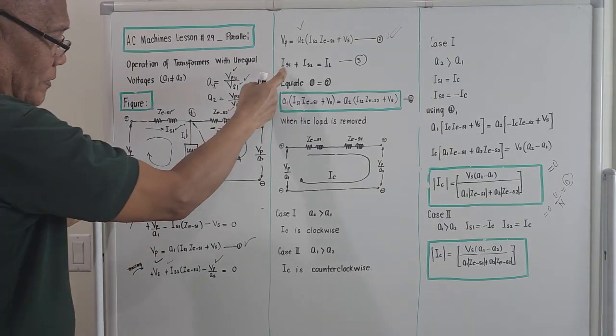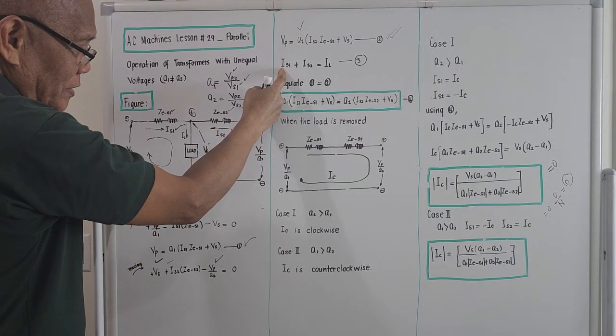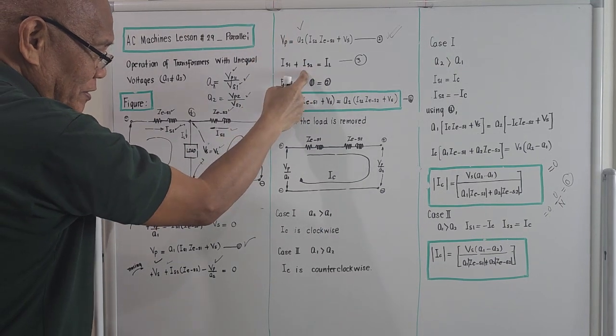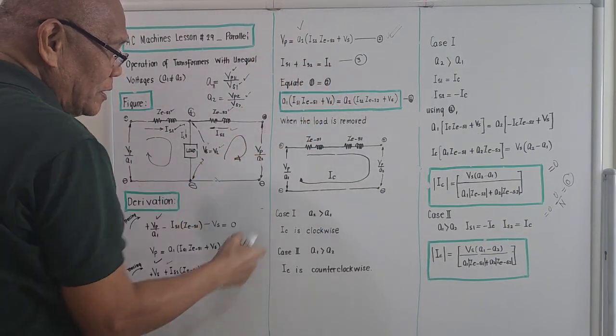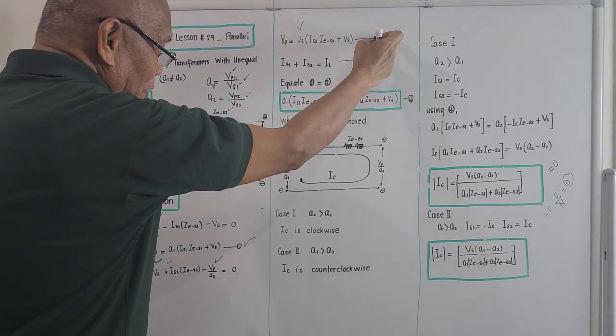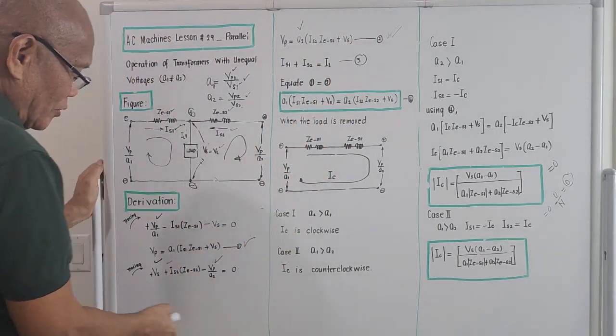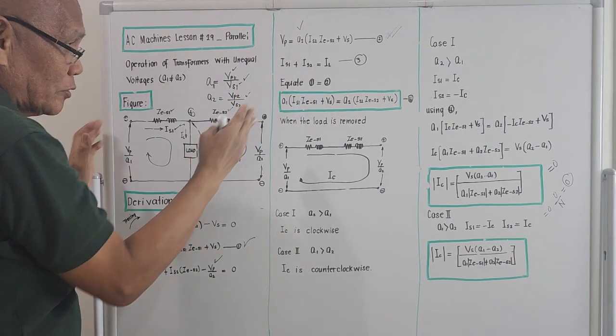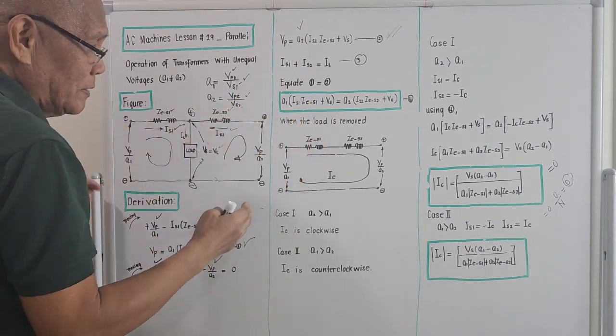This is the current coming from transformer number 1 on the secondary side. This is the current coming from the second transformer, still on the secondary side, and this should be equal to the load current. We equate equation number 2 and number 1 because this is BP and this is BP, so we equate BP equal to BP, right?